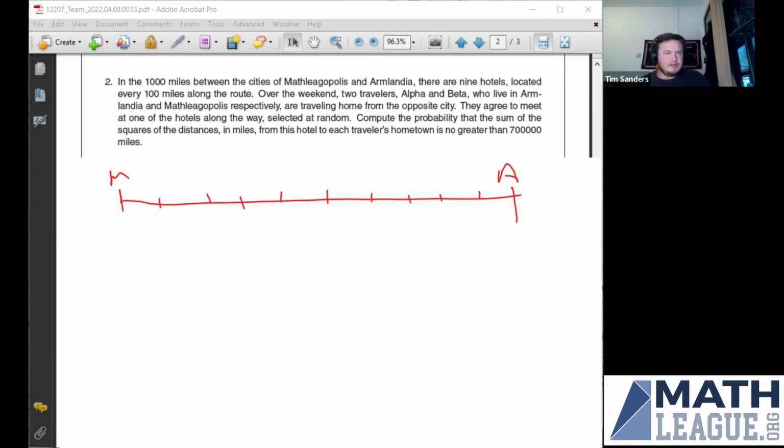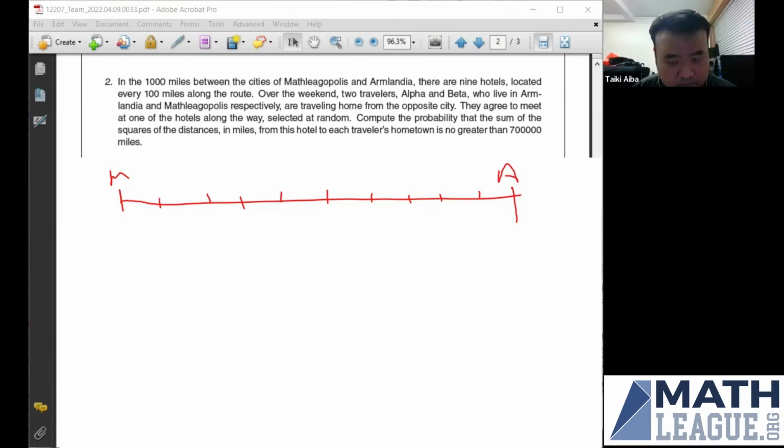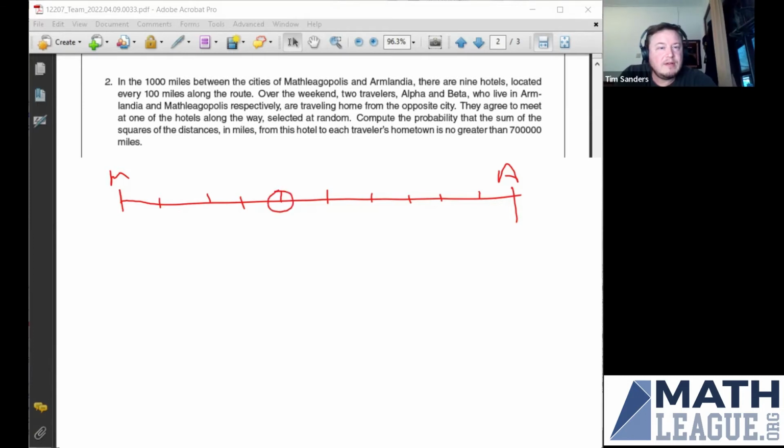It looks like these are all 100 miles apart. Okay, and we are trying to travel from one place to the other, and we're going to meet along. So let's say we meet at a hotel. Boom. All right. And we want the probability that the sum of the squares of the distances from this hotel to each traveler's hometown, so in other words, the distance over here and the distance over here, is no greater than 700,000. All right. What do you think, Taiki?